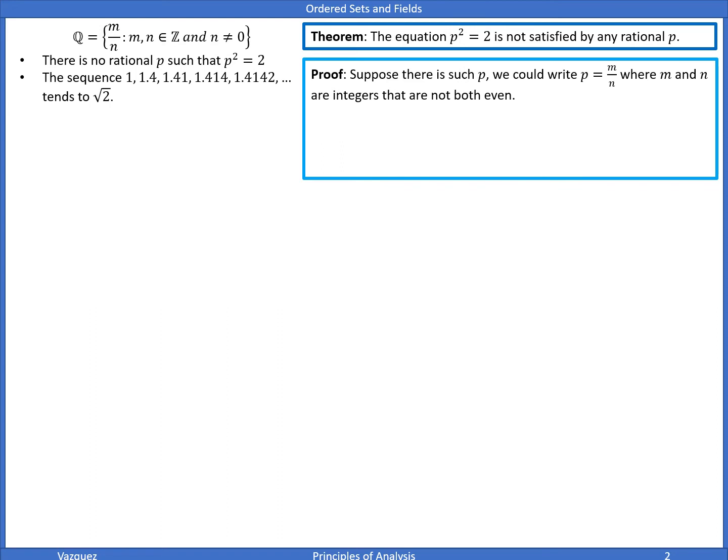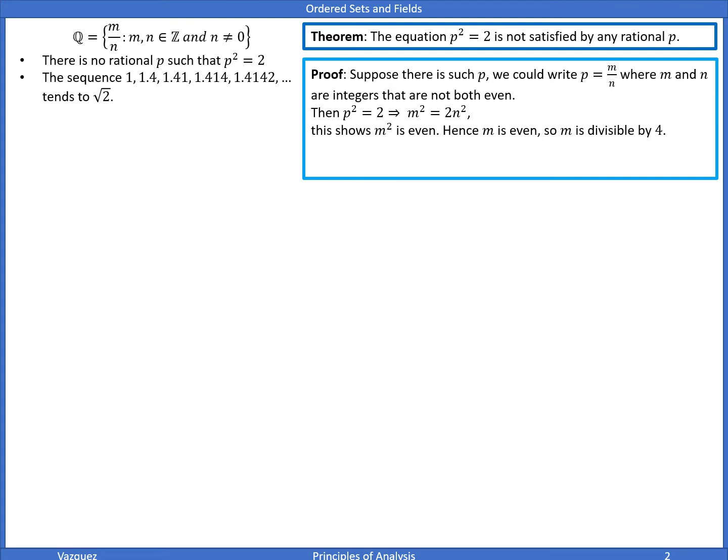So we're going to start by supposing there is such a p. Because p is rational, we can write it as m over n, where they are both integers and not both even, otherwise we can reduce it. So that's our assumption. If we square p, this implies that m squared is equal to 2n squared, just doing some little algebra there. And what does this imply? Here we have 2 times an integer, which is just saying that m squared is even.